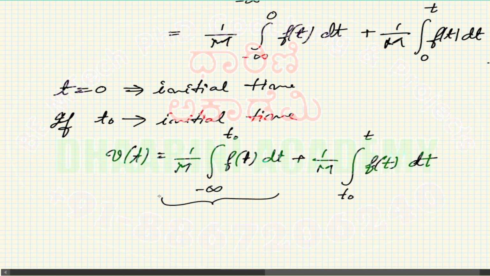But the initial term, minus infinity to t naught, where t naught is fixed, is a constant. I know that this is the velocity component at t naught. You can write v of 0 as well if you consider t naught as 0. So this is called the initial velocity. Initial velocity plus the second term gives you the total value of the velocity.